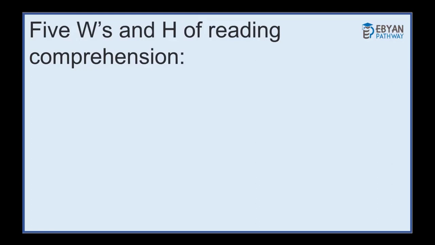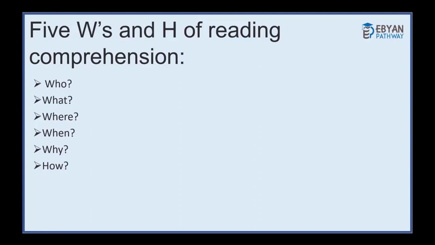5 W's and a H of reading comprehension. First, who? Who was involved? 2. What? What happened? 3. Where? Where did it happen? 4. When? When did it happen? 5. Why? Why did it happen? 6. How did it happen?